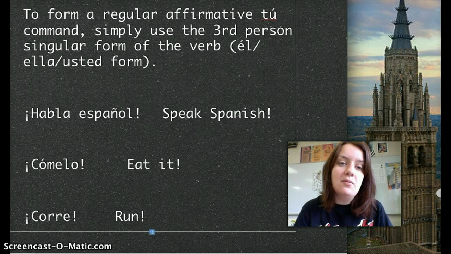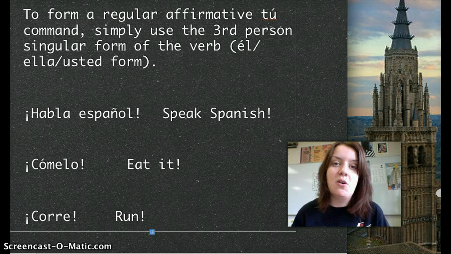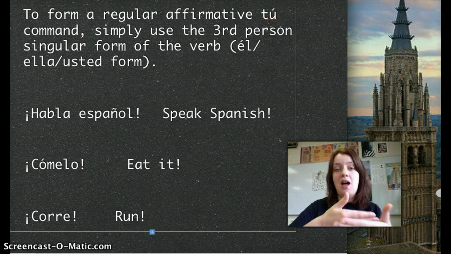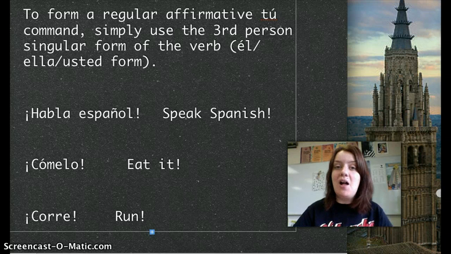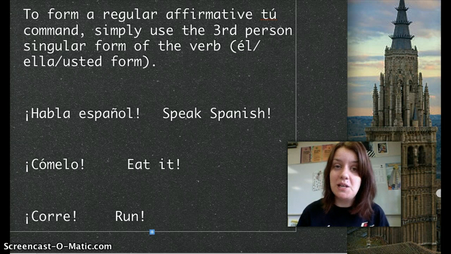Okay, to form a regular affirmative tú command, what you use is the third person form. That's the "he/she" form of the verb. So if you think down the list of conjugations, hablo, hablas, habla. Habla is the third person form because it's the third one down. And that's the same thing that you use for tú commands. So "habla español" means "speak Spanish." Obviously, it also can mean "he speaks Spanish" or "she speaks Spanish." So you need to have some context.